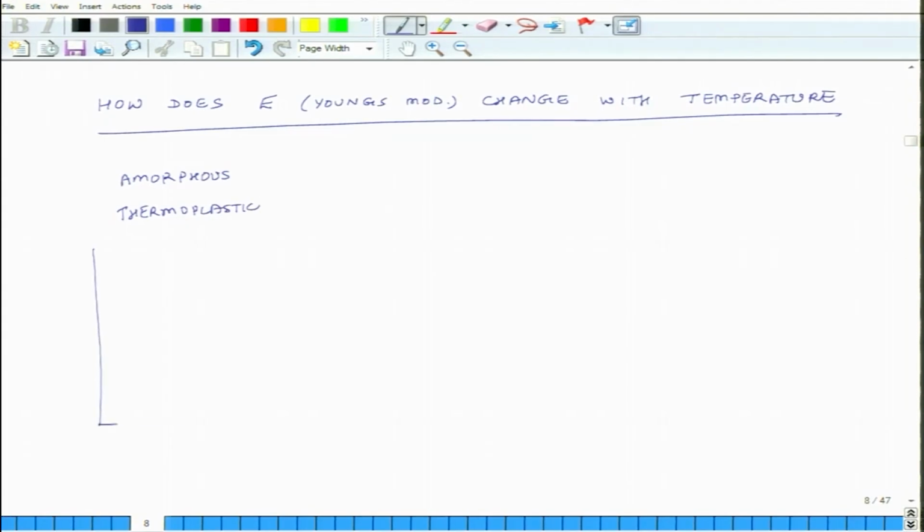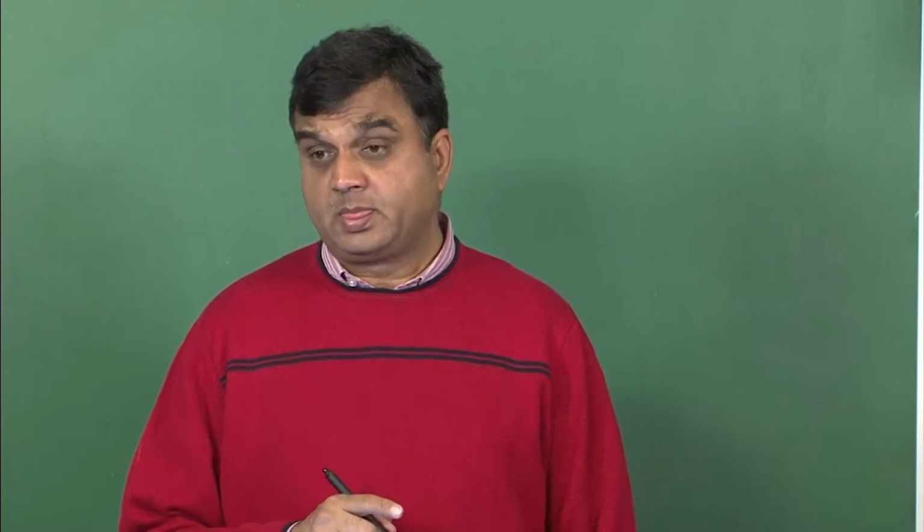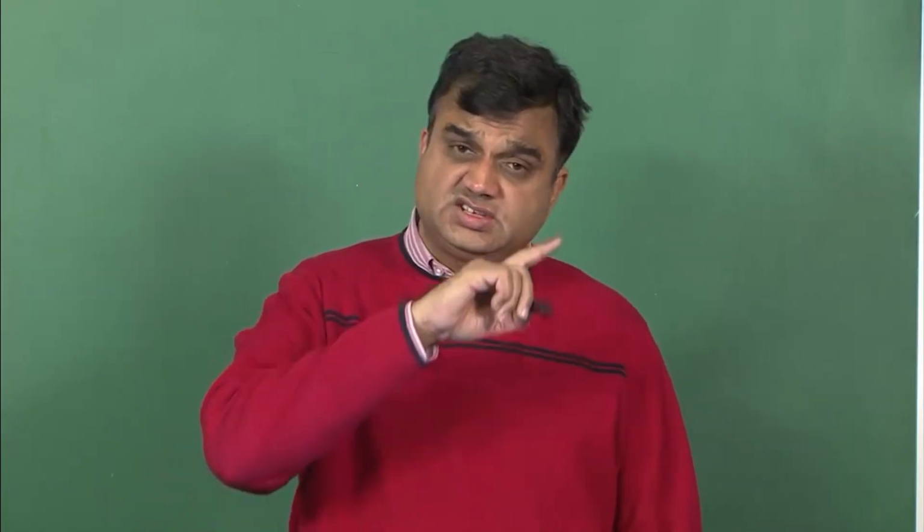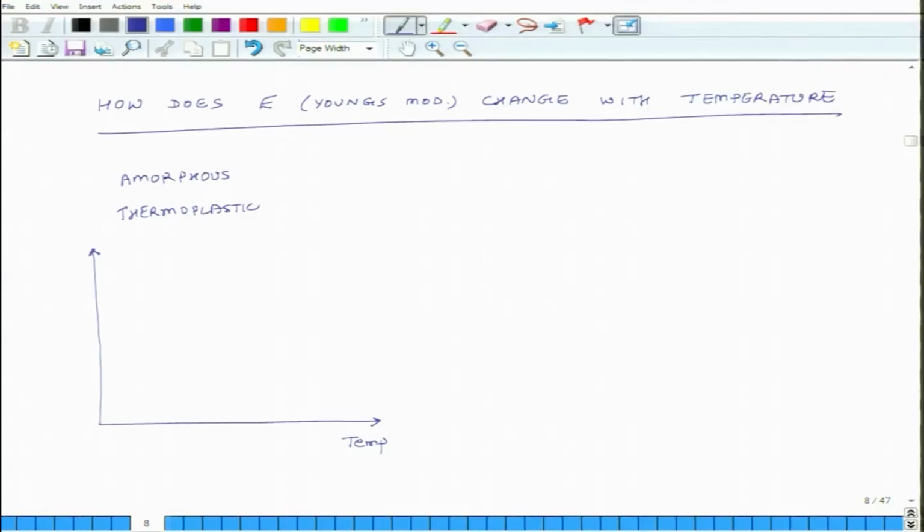So, x-axis, y-axis, and here we are plotting temperature, and on the y-axis we are going to plot Young's modulus. But because the changes in Young's modulus are so significant, if I just plot it on a linear scale, I cannot plot it in a small zone.